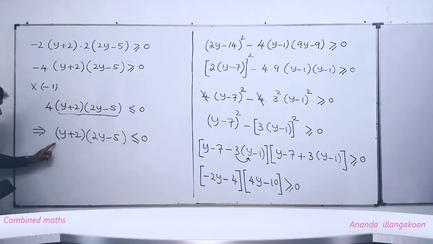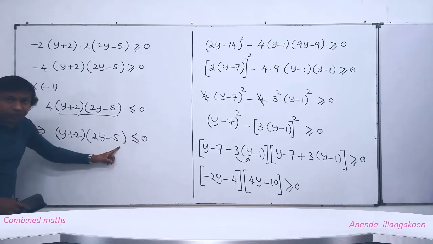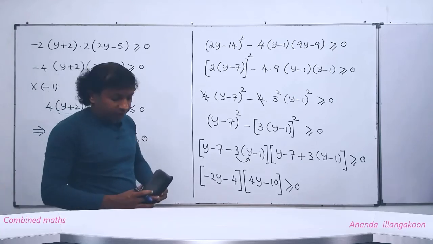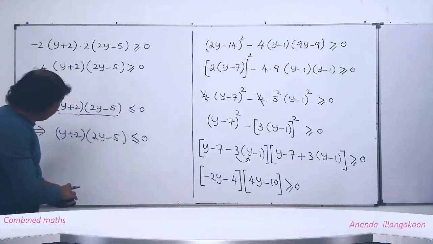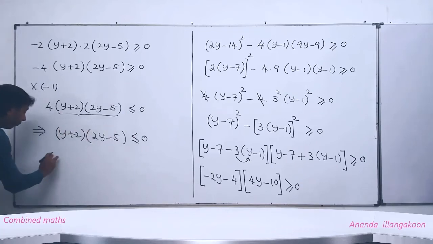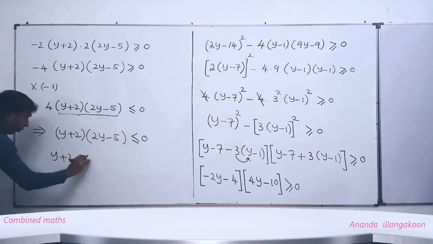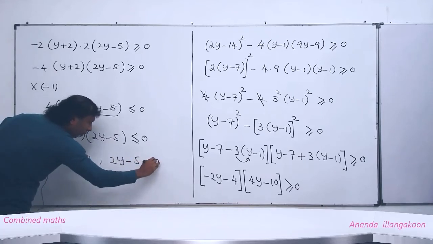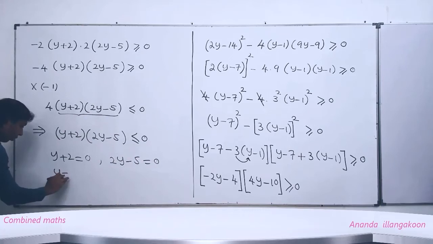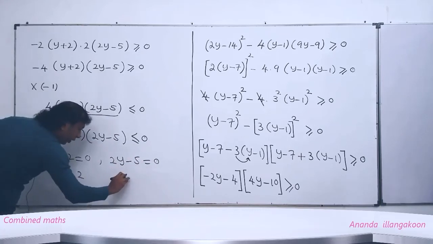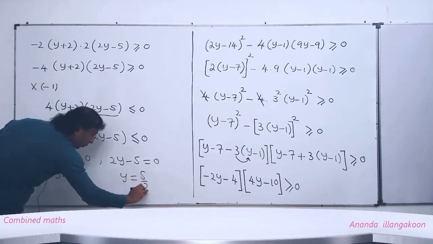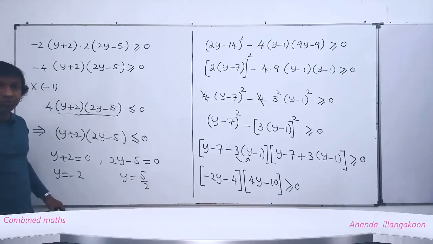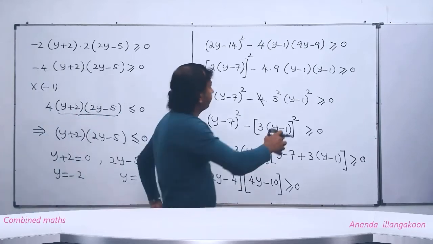Can you understand the way of finding the range for this kind of simple inequality we did at the very beginning of the lesson? Can you remember that? What is that? Each bracket we have to equate to 0. Y plus 2 is equal to 0 and 2y minus 5 is equal to 0. Then this gives us y equals minus 2. Take this right hand side and divide by 2. Y is 5 by 2. Then what do we do? These two values we have to mark on the number line, no? Right.